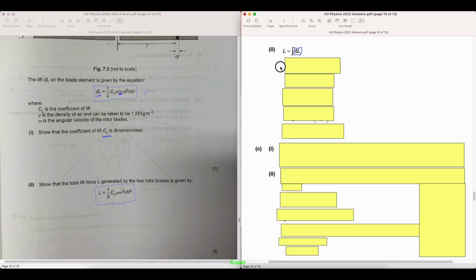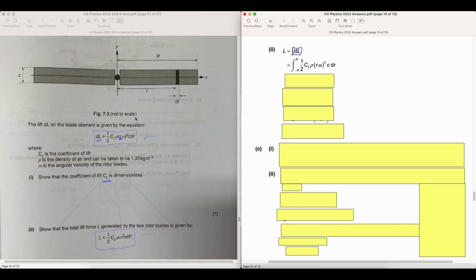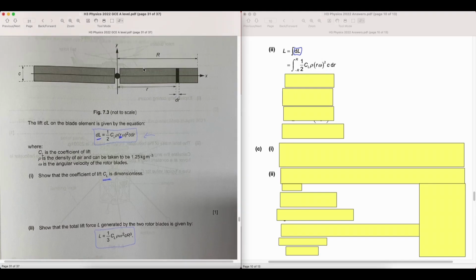So what that amounts to is just integrating the expression they have given us, and we need to find the correct bounds for integration. In this case, because we're integrating over dr, we need to basically find the endpoints of the value for r. In this case, one endpoint is over here, which is minus big R.